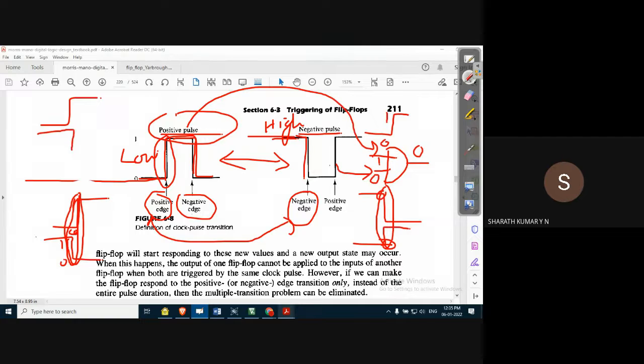Other possibility is something like this. Observe this. In this case, this is positive pulse and this is the negative pulse.